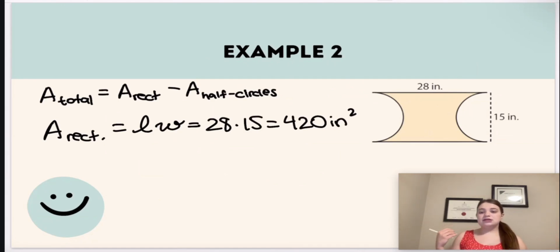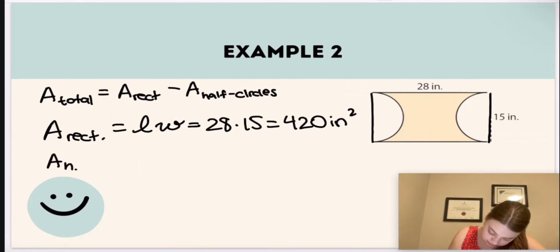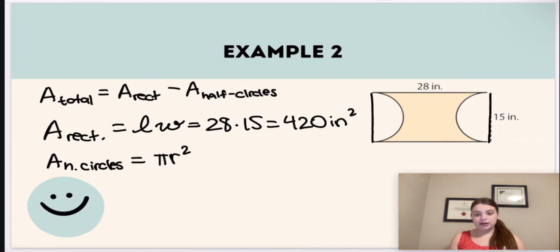Now at the end of the day though, this rectangle has 2 half circle shaped bites cut out of it. And so what we need to do is find the area of one circle, because these 2 half circles together will make a full circle. So the area is pi r squared. If it was just one half circle, it would be pi r squared divided by 2, but since it's both half circles, those two add together to become the area of the full circle. That's why I'm using the formula for the area of a full circle in this situation.